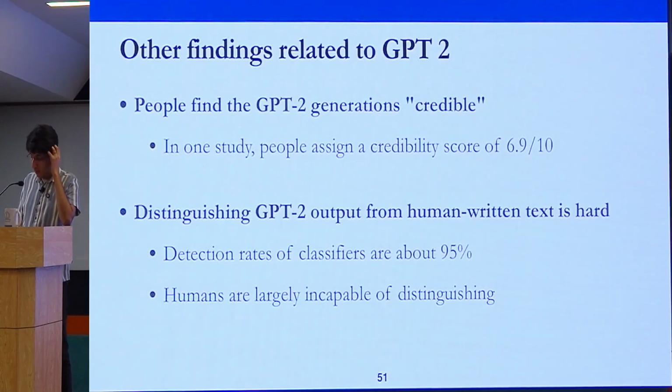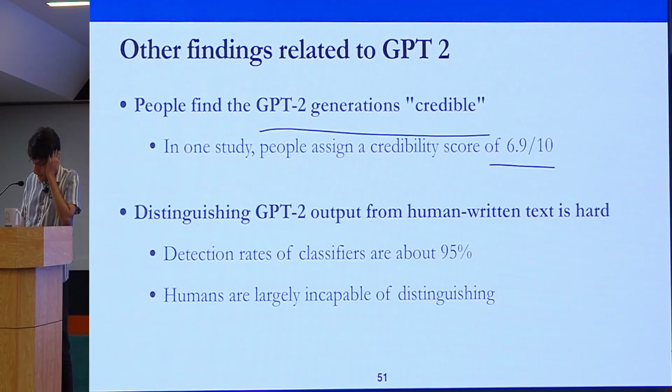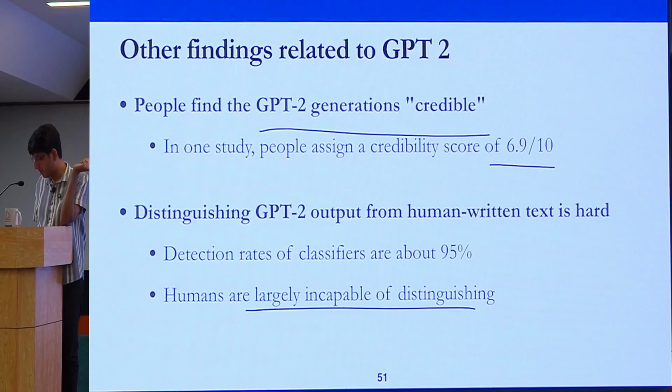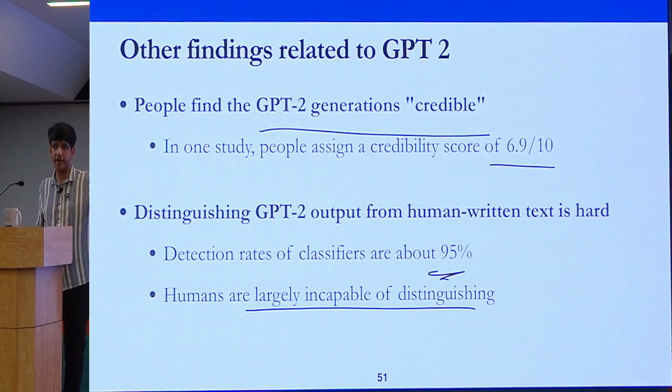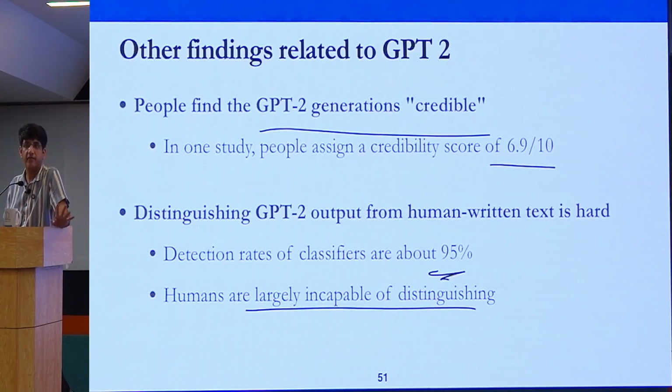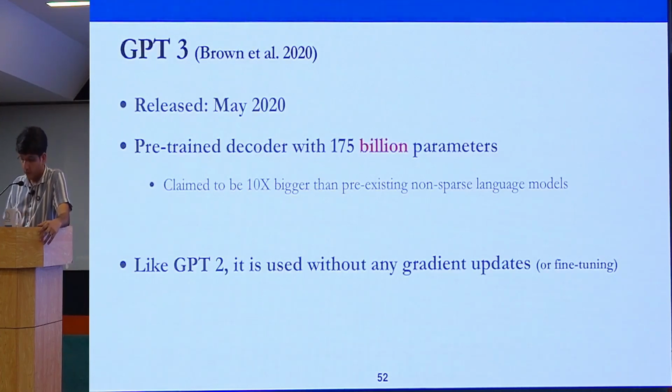Interestingly, people found that GPT-2 generations were quite credible. They gave a score of 6.9 on 10 on a scale of credibility. Interestingly, people were also unable to identify whether the output was from GPT-2 or human written. So humans are largely incapable of distinguishing, even though you could build a classifier that scores 95% on detecting GPT-2 versus human output. But one thing to remember is, this is a moment where I feel OpenAI realized there is value to scaling this up. So they take some more time and scale this.